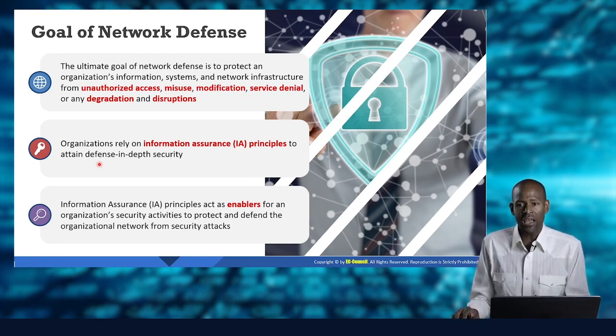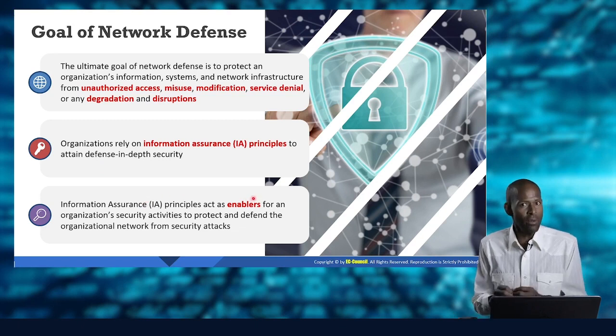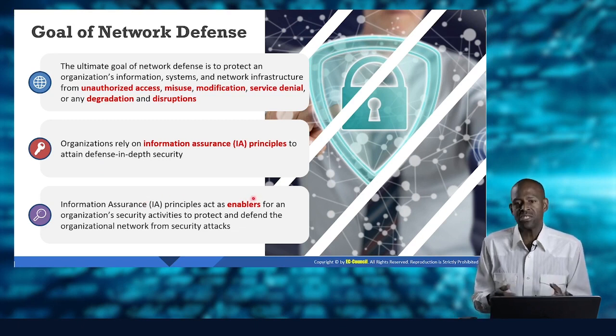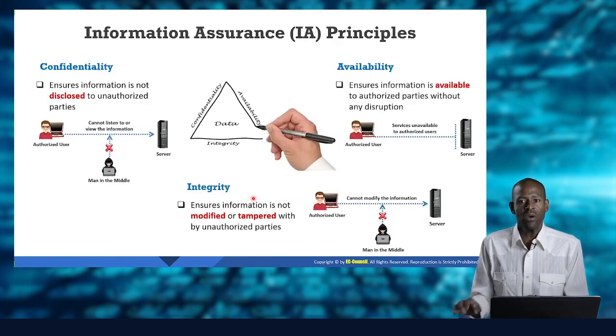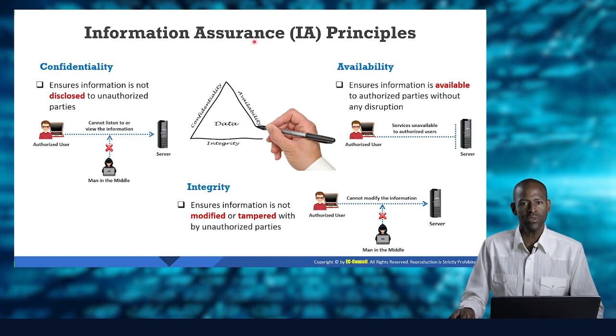Next, those IA principles are enablers for that organization's security activities. We want to protect and defend the organization from security attacks. All right, so let's look at the IA, Information Assurance Principles. Those are confidentiality, availability, and integrity. There are a couple more we're going to look at besides these, but let's start with confidentiality.